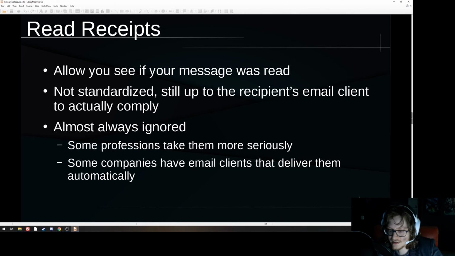There are some professions, like the legal professions, where it's a little bit more important for people to know whether or not you've read what they've sent you. So in that case, they'll take it a little bit more seriously, and they'll send a read receipt out when they've actually finished reading it. I don't think that most computer science professions will do that or have that culture. Some companies, though, have an internal email client, and it'll deliver the read receipts automatically. In that case, by all means, use them. In that case, it's great. You can tell if people have read your emails, which can be quite helpful.